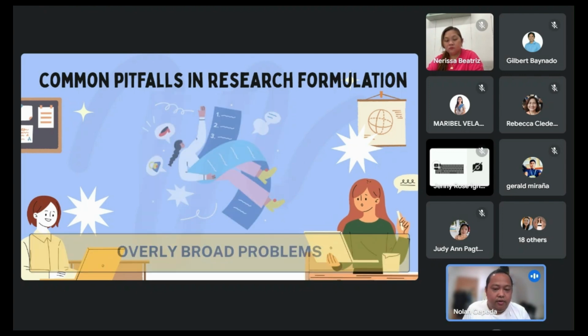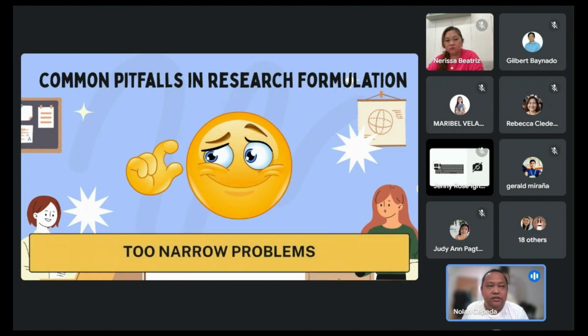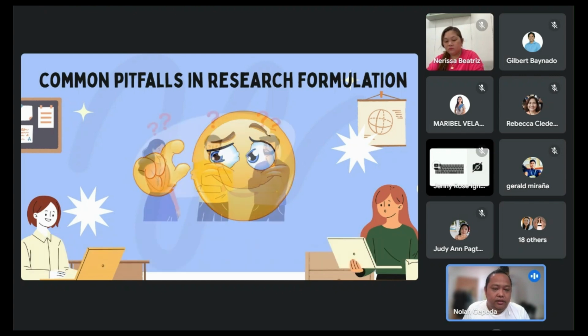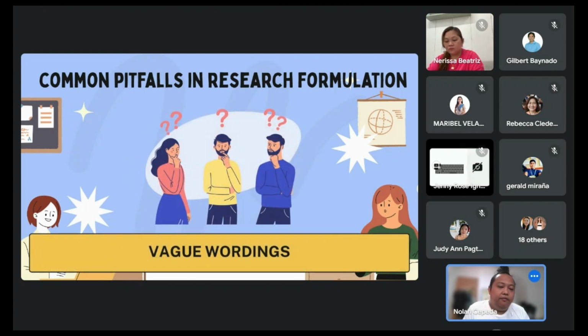The second common pitfall is too narrow. So masyadong mababaw yung problem. Hindi na siya worth the effort, kumbaga po, to conduct a research regarding that problem. Kahit hindi ka na masyado mag-conduct ng research siguro, that particular problem can be answered na. So the third one, this is more on technical, using vague wordings.